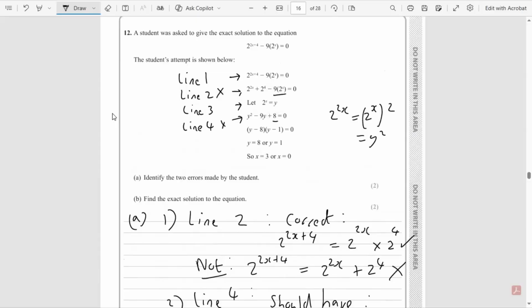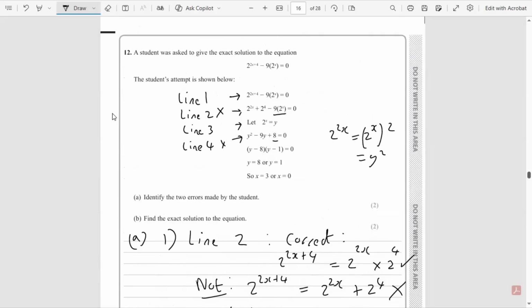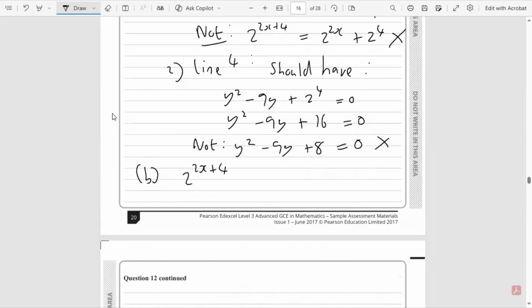For part B, find the exact solution to the equation. Okay, so let's just rewrite the original equation again. So this was 2 to the power of 2x plus 4, minus 9 times 2 to the power of x, equal to 0. So let's go ahead and do what I was saying before.